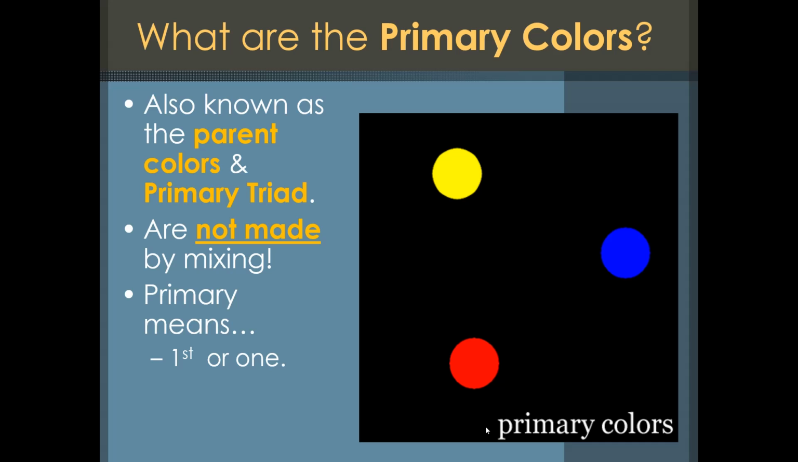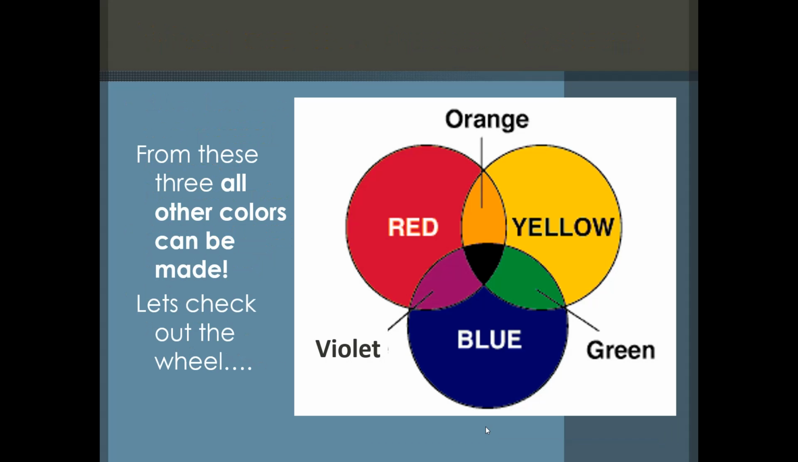There is no way to mix colors together to make a pure yellow. There are no colors to mix to make a pure blue. And there are no colors to mix together to make a pure red. They are the beginning, okay? They are first, which is why we call them primary. Primary means first.